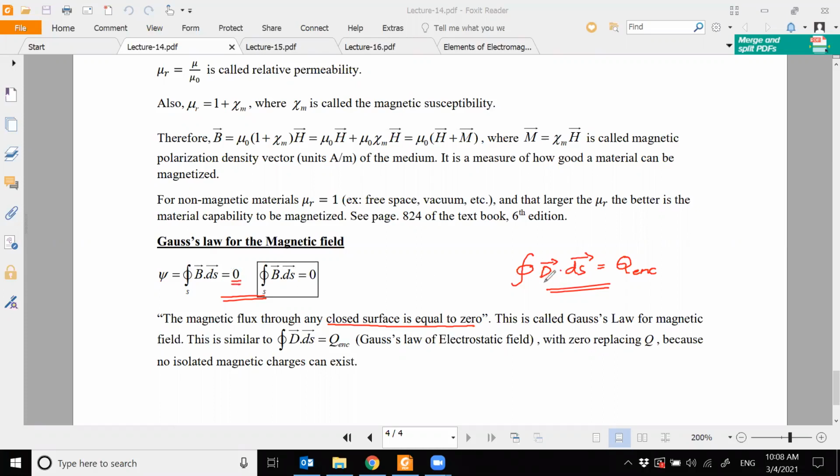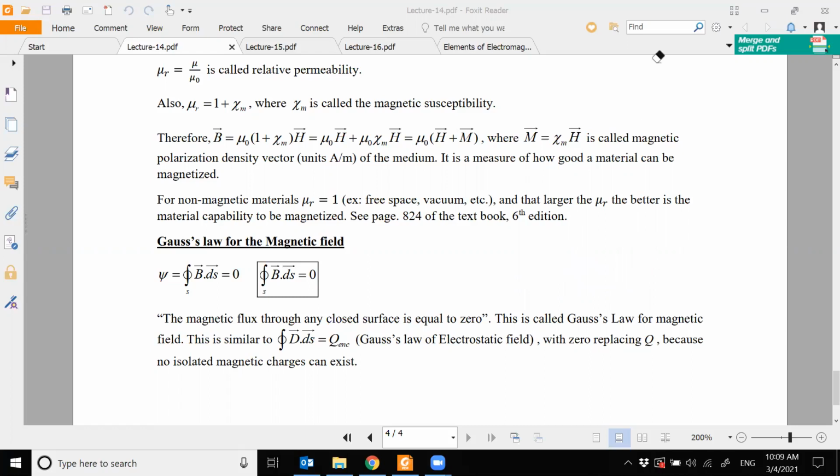Here, the electric flux density evaluated over any closed surface is equal to the charge enclosed. But here it is 0. This is called the Gauss's law of magnetic field.